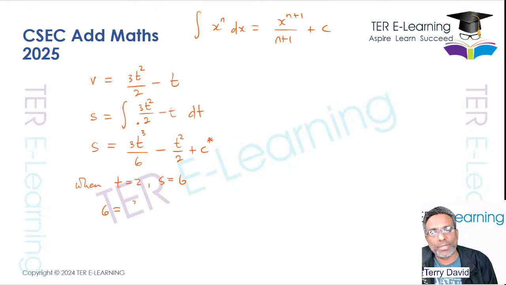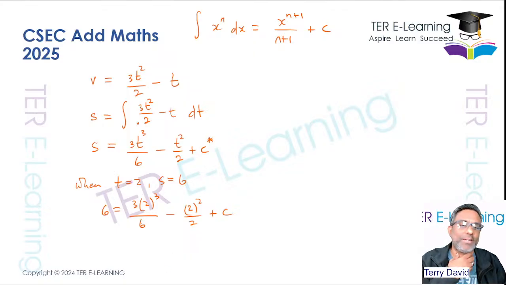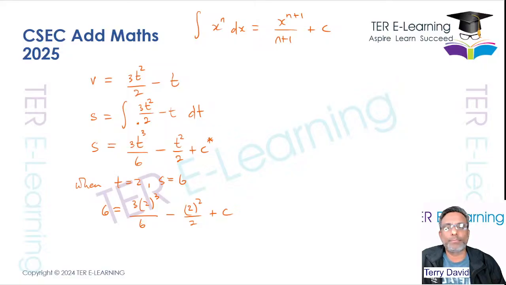So 6 is equal to 3 by 2 cubed, all over 6, minus t squared, which in this case is 2 squared, all over 2, plus c, right? Could you all work out c again for me? Like I said, I keep seeing students who are unable to work out a constant. I've seen some people getting 2, some people getting 4, minus 4. Like I said, I've seen students struggle to work this out.